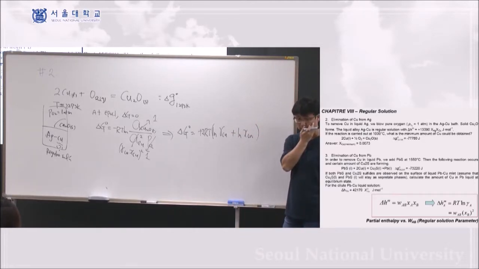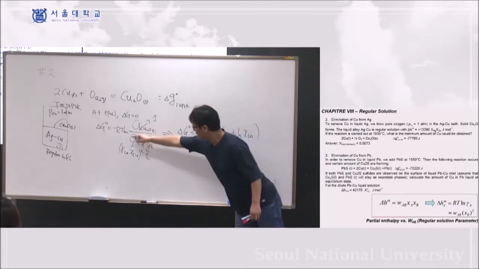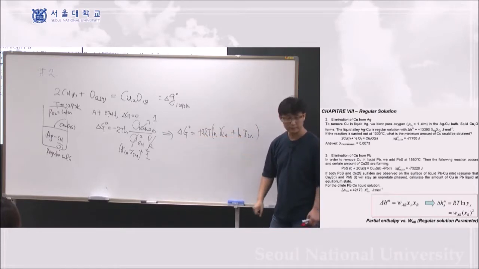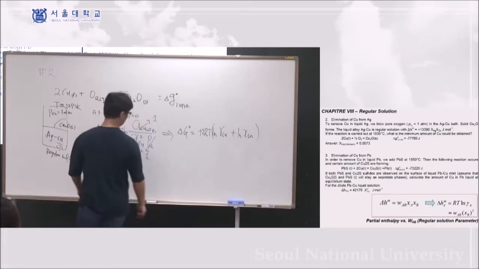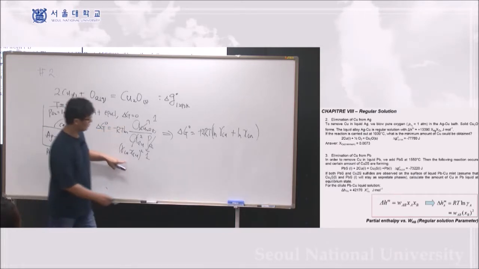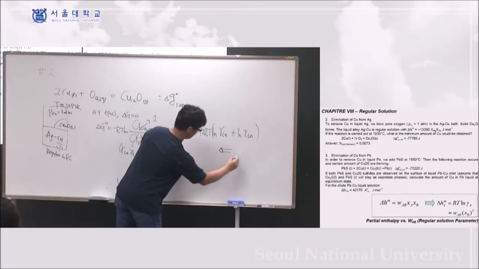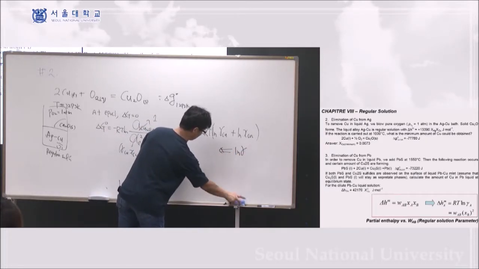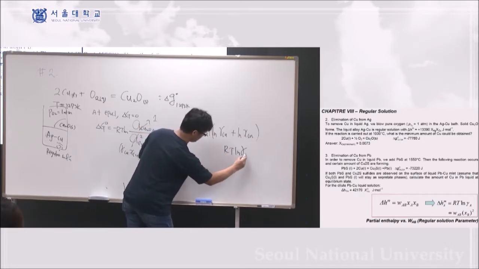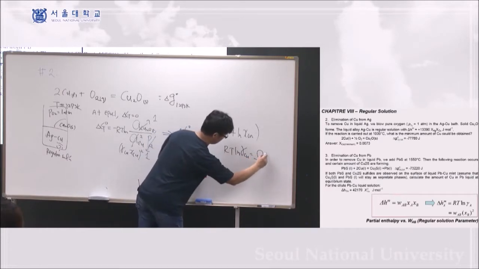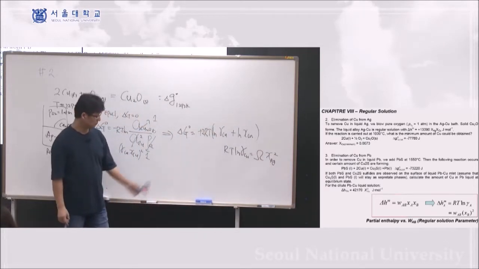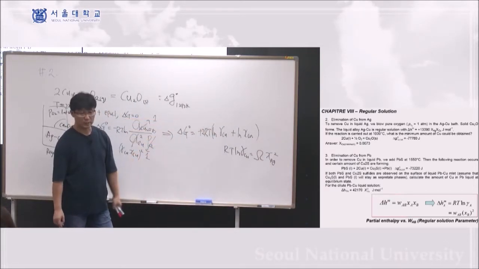Is it correct? So it's a square, and then we just flip, so make it plus, and then we take out that power 2 to the front side. Okay? And because I didn't enter the gamma Cu value directly, from this relationship, now we know that RT ln gamma Cu equals omega X Ag square, yeah? That's the relationship we know from the regular solution.